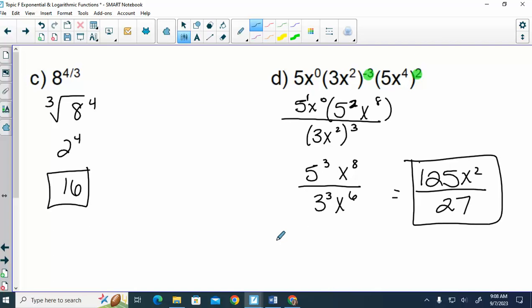Yes? I thought 5x to 0 was 1. The x portion is. So the 0 is only touching the x here. So x to the 0 is 1, so you could drop that out and make it a 1. And you should get the same thing. Other questions? Look at some more.